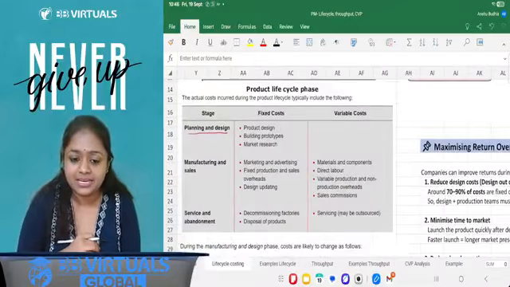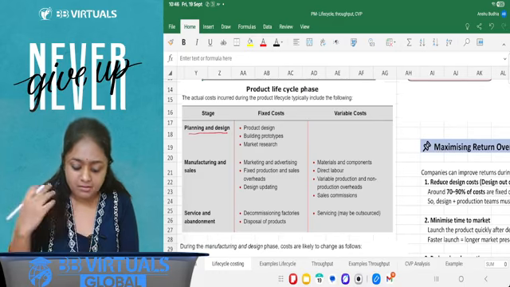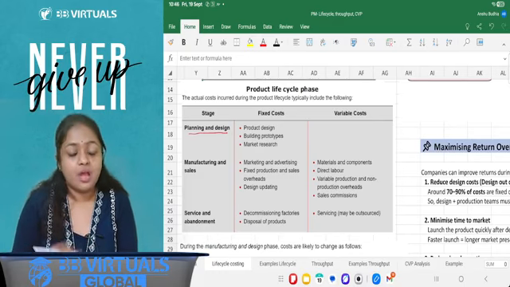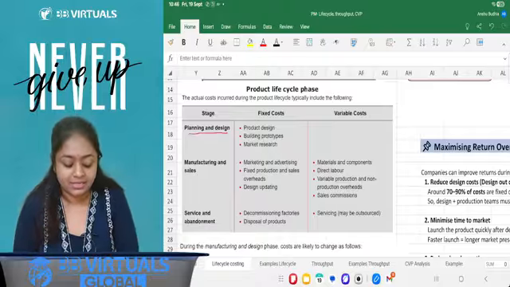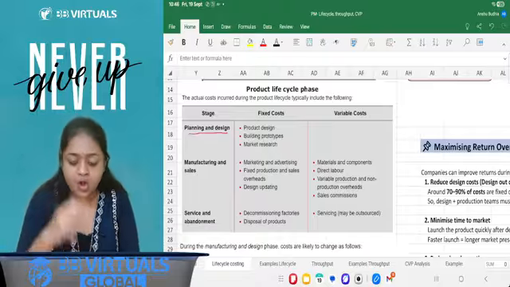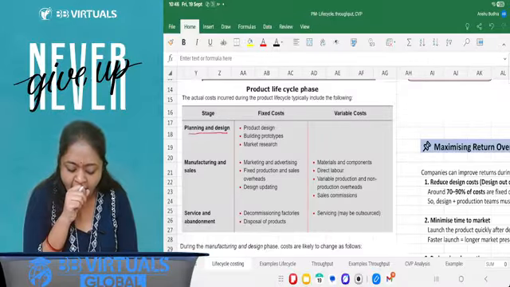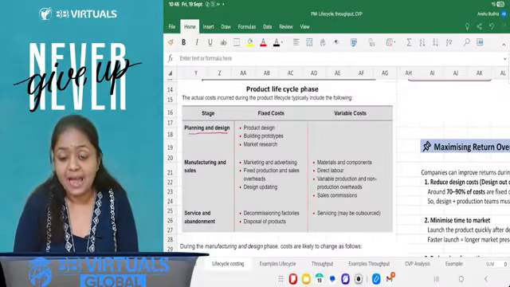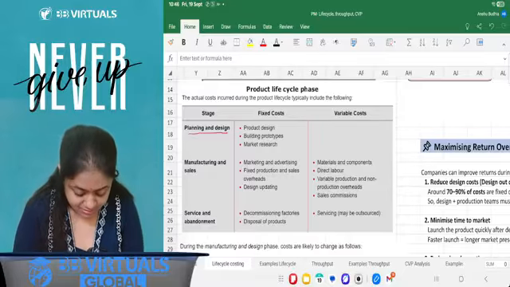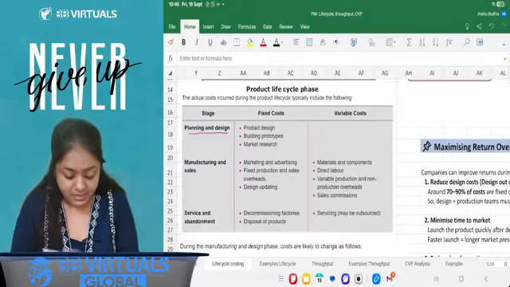Like product design, okay? Like research that we do, like the market analysis, like the development of prototypes, all will be in the planning and designing and development phase. Okay, and these fixed costs will be incurred.